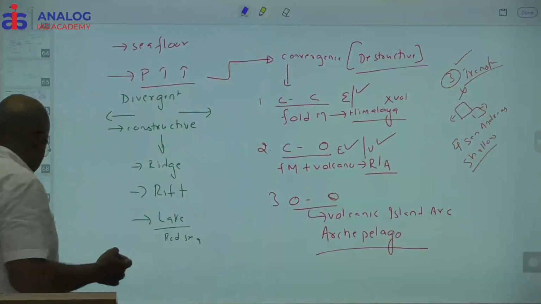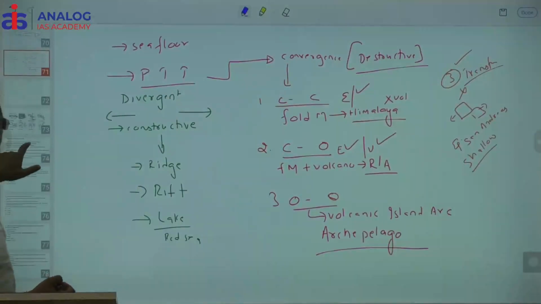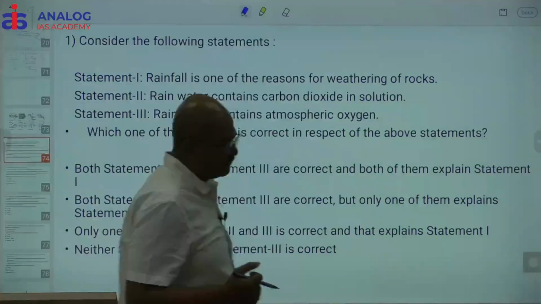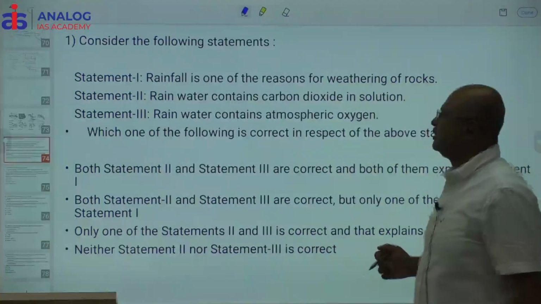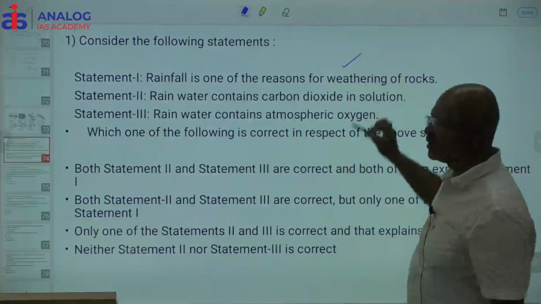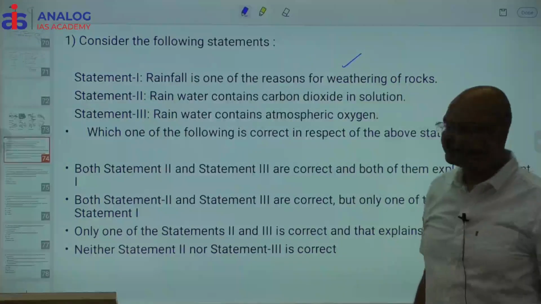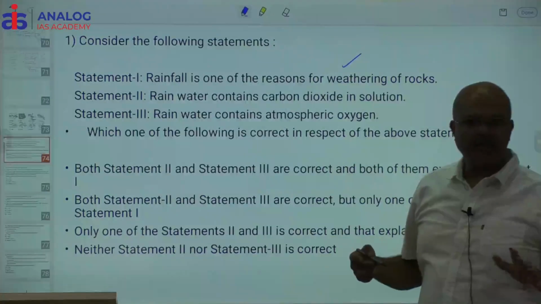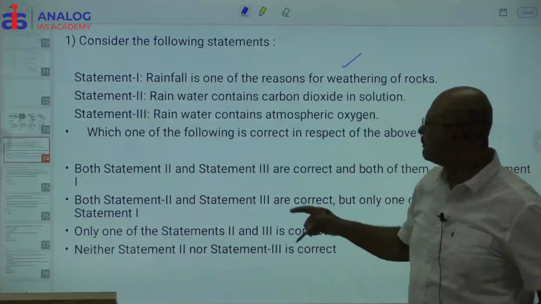Now, let's look at a few questions which were asked in PYQs. The first question is, consider the following statement. Rainfall is one of the reasons for weathering of the rocks. Whether it is physical or chemical, he is asking about one of the reasons for that.